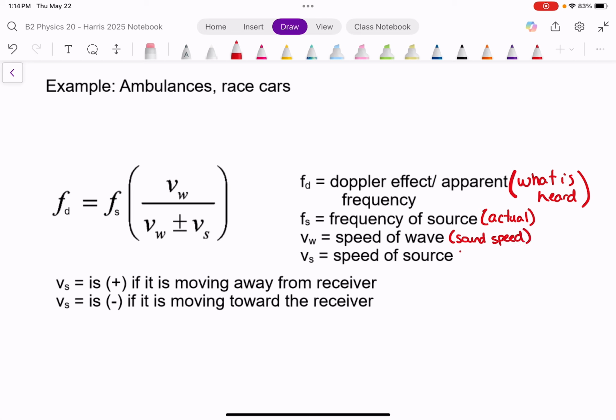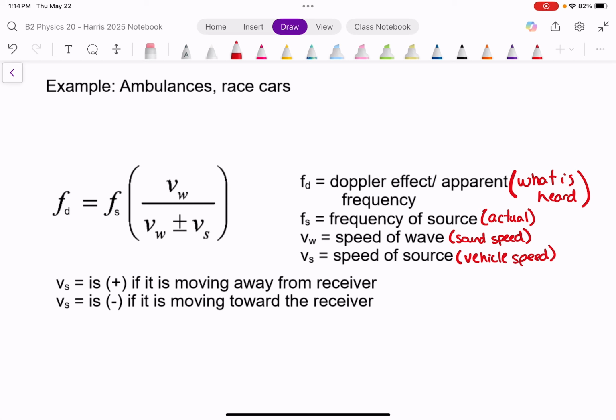And then the speed of the source, vS, would be the vehicle speed. This is how fast the person driving, or the object that is actually making the sound, is going. Now this is the piece: this formula can be switched into a plus or minus depending on what is happening with the car and the receiver, or the observer. It's kind of backwards of what we're used to.